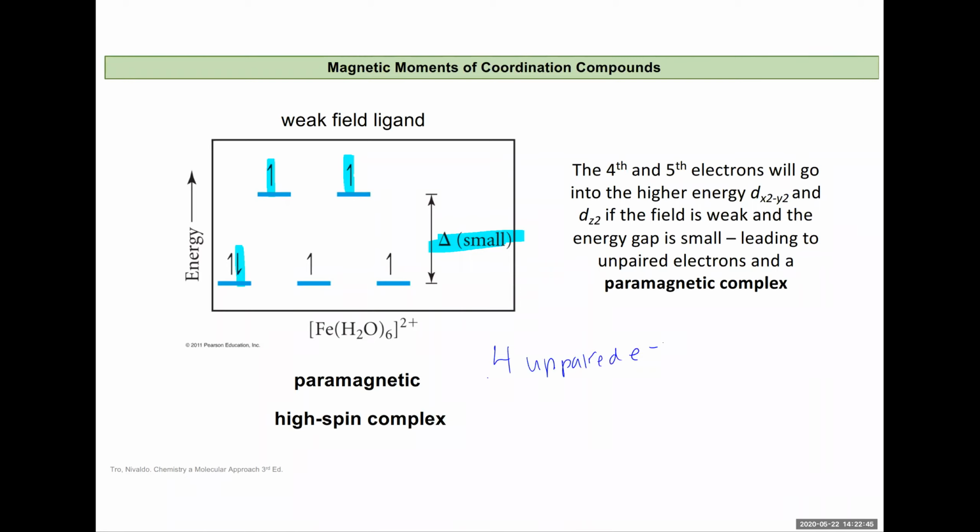And those unpaired electrons are going to be paramagnetic. And this is for our high spin complex because we're populating those higher energy levels before we pair up our electrons.